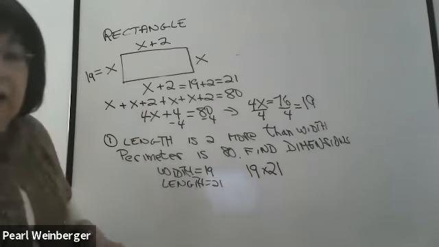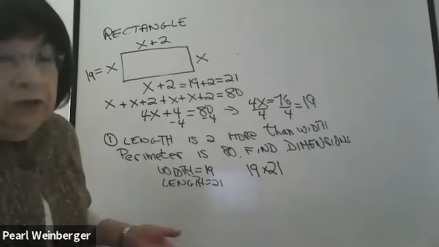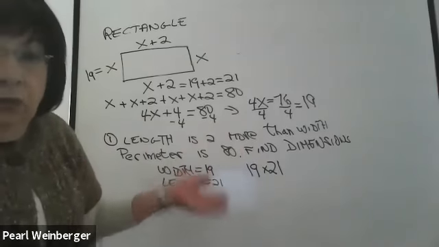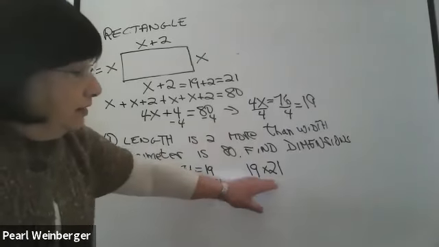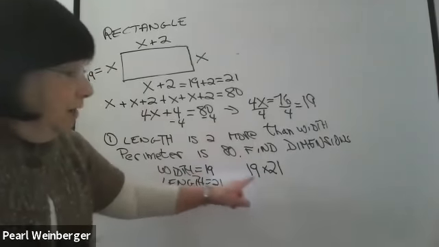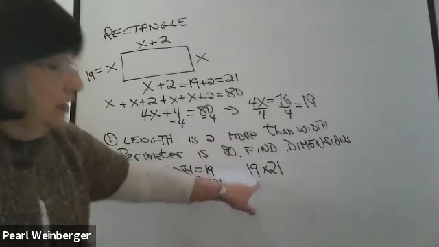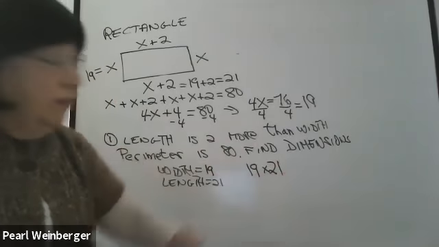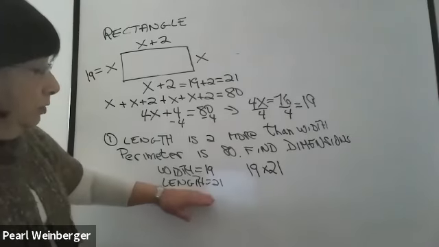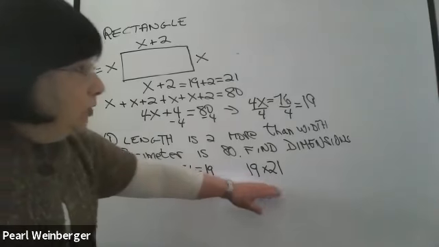You've probably seen that type of thing if you went to a store and you were buying a rug and you could see your rug is 19 by 21. It means the dimensions, the width is 19 and the length is 21. So that's how you would solve, and either you could write your answer this way or this way.